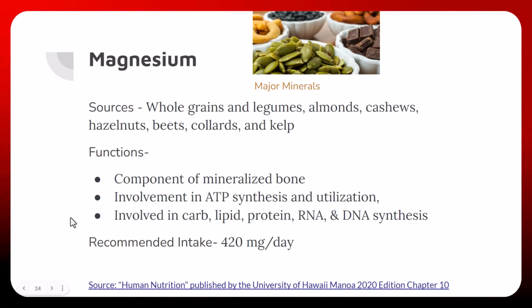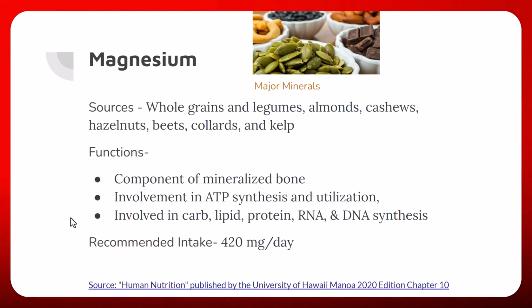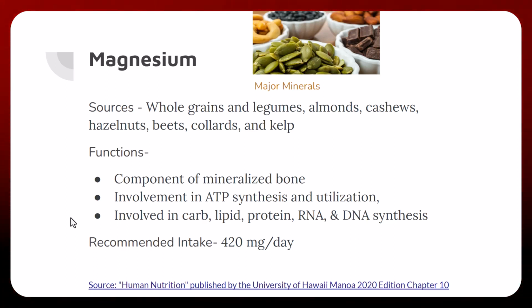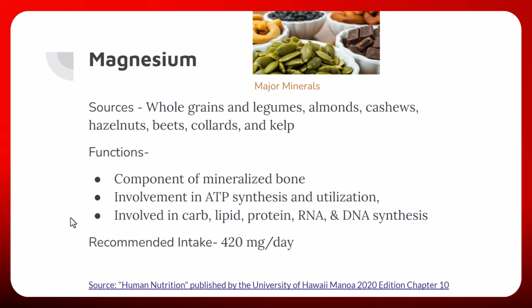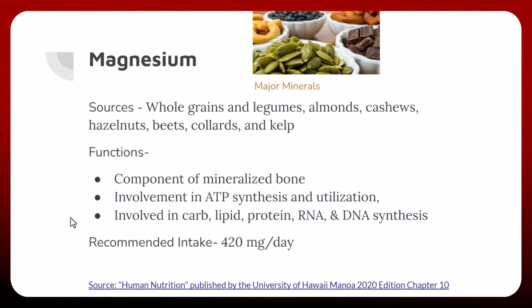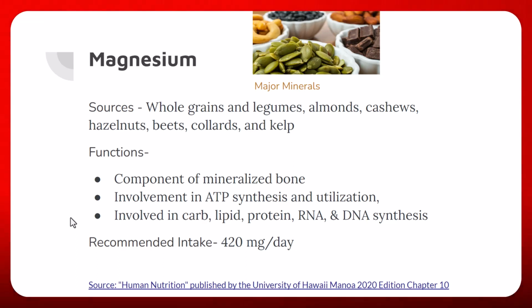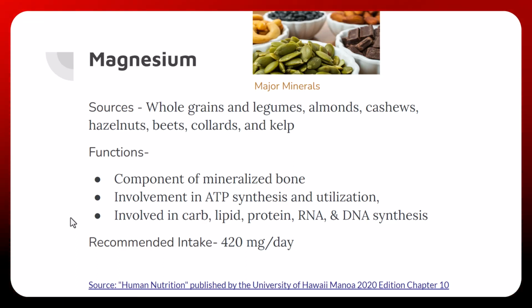Next, we're going to talk about magnesium. Sources of magnesium are whole grains and legumes, almonds, cashews, hazelnuts, beets, collards, and kelp. Functions of magnesium are as a component of mineralized bone, and it has involvement in ATP synthesis and utilization. It's also involved in the carb, lipid, protein, RNA, and DNA synthesis. The recommended intake is 420 milligrams a day.